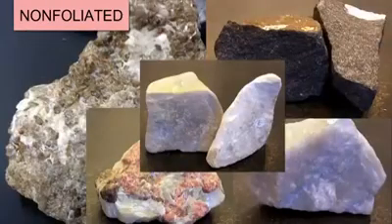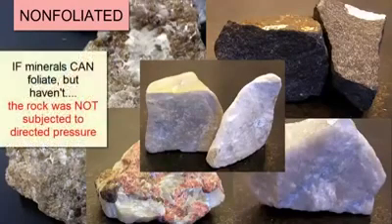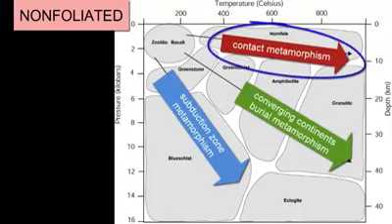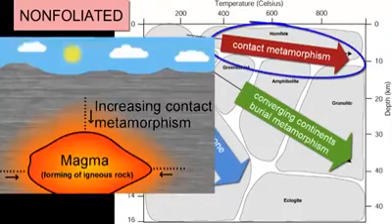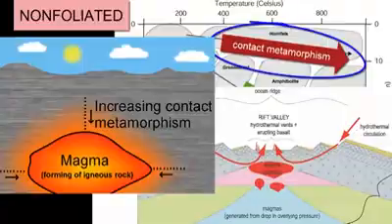Now let's go to the non-foliated rocks. If these contain minerals that could foliate but haven't, then what do we know? The rock has not been subjected to high pressures. The only metamorphic settings in which there is little to no increased pressure are contact metamorphism, heating up rocks around a magma chamber, and hydrothermal metamorphism, hot waters percolating through cracks or pores in the rock.